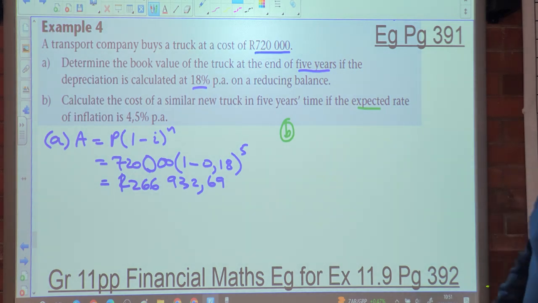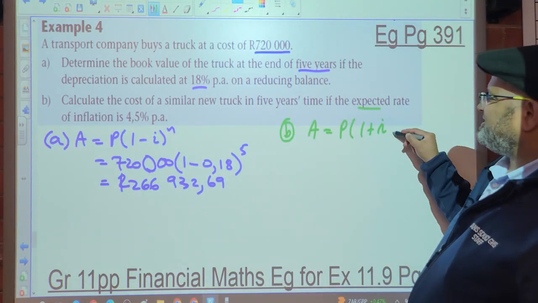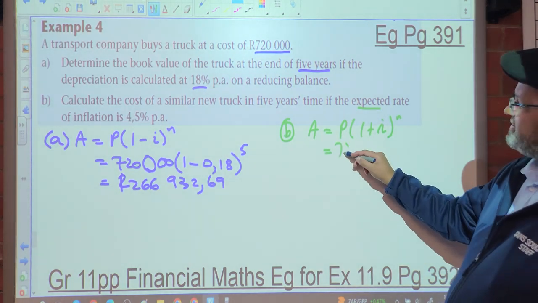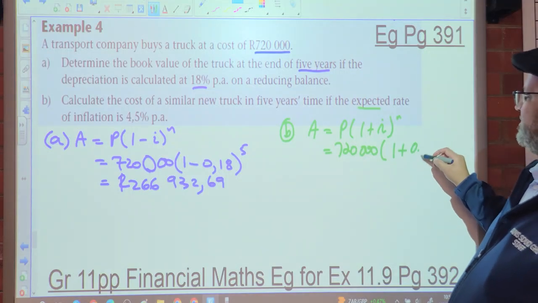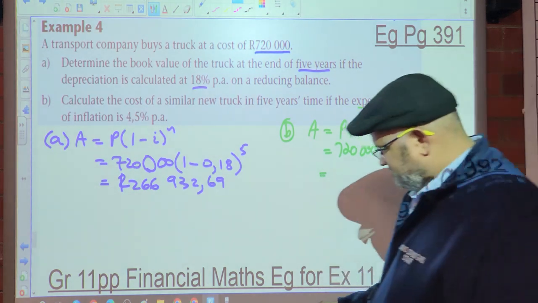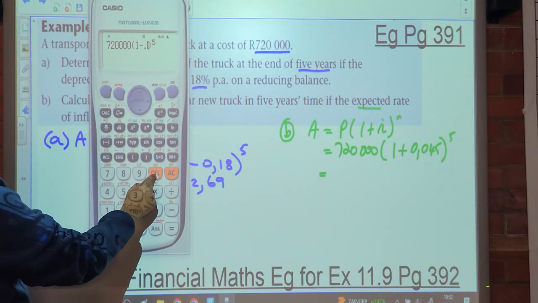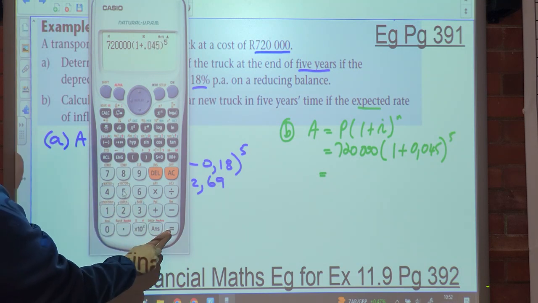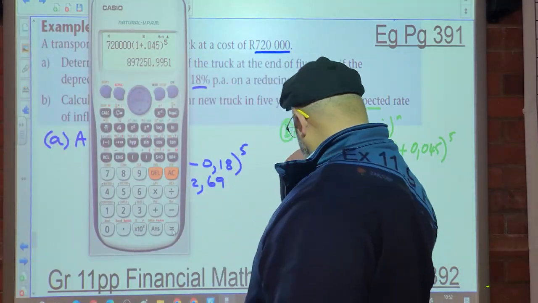Right. So what's the formula for inflation? A is equal to P into 1 plus I to the exponent. Alright. So what do we get? 720,000 Rand into 1 plus 0,045 to the exponent 5. Okay, so 720,000 Rand into 1 plus 0,045 to the exponent 5 gives you an answer of 897,000.